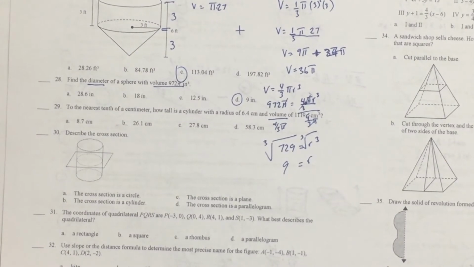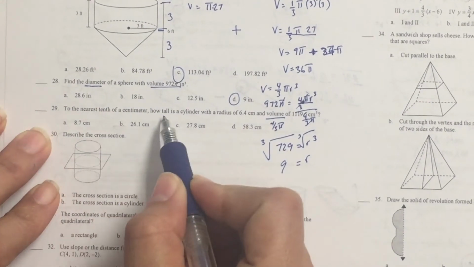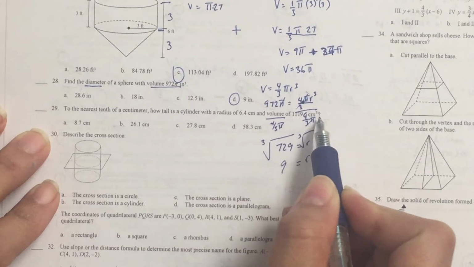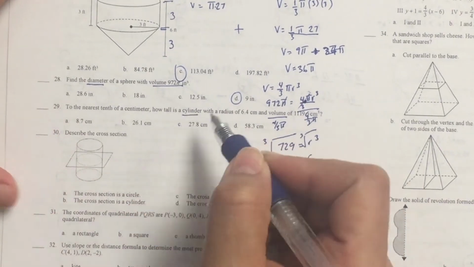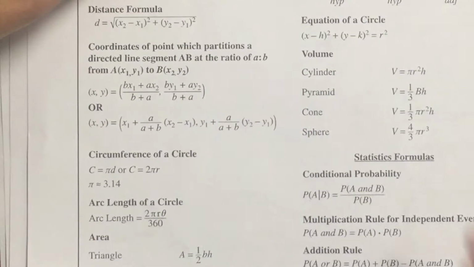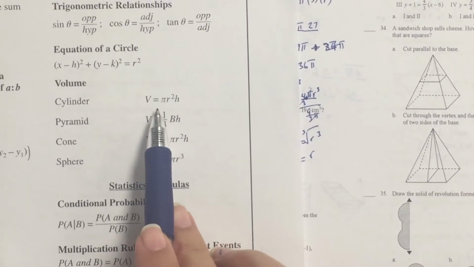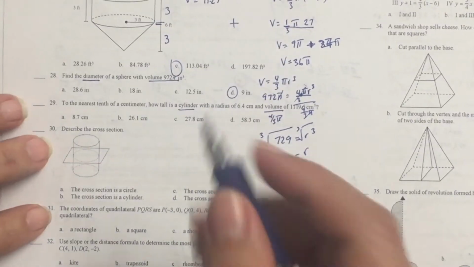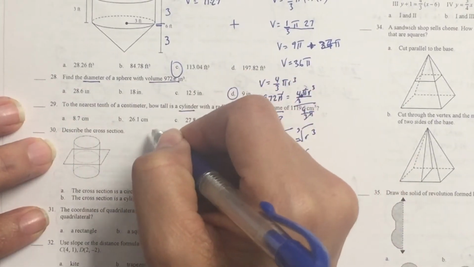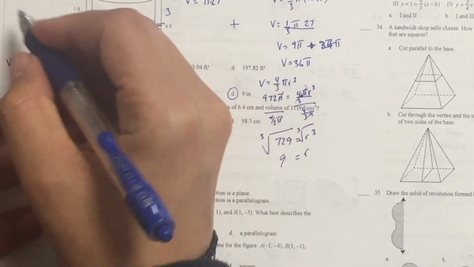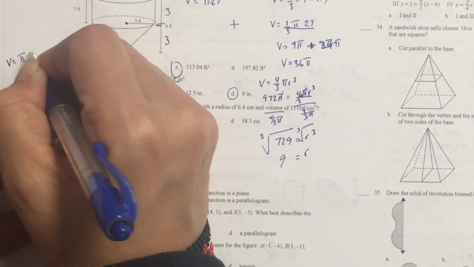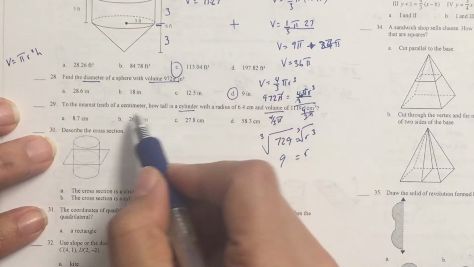Number 29. To the nearest tenth, how tall is a cylinder with a given radius and volume? Okay, so cylinder. Again, you come here, you look at cylinder. Volume is that. Write it down. So this is going to be for 29. Volume is pi r squared h. And then you fill in what they give you.